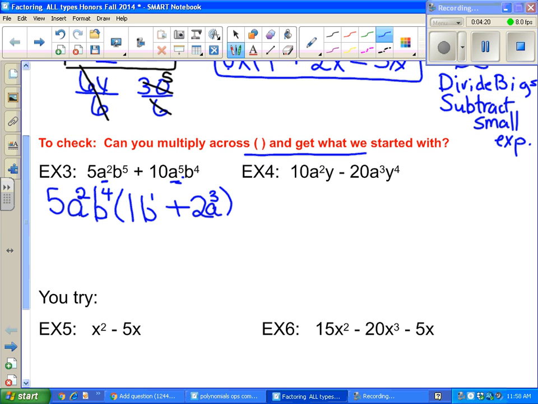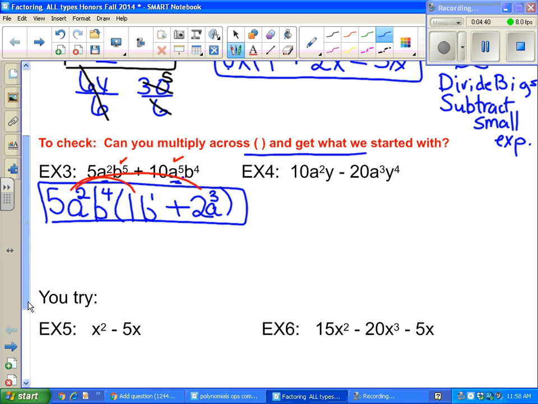And then b to the fourth, from b to the fourth, there are no b's left. This is my greatest common factor with my parentheses. If I multiply this times the first and this times the second, sure enough, I would get my first term and my second term. All I have to do is just multiply and add the exponents back.